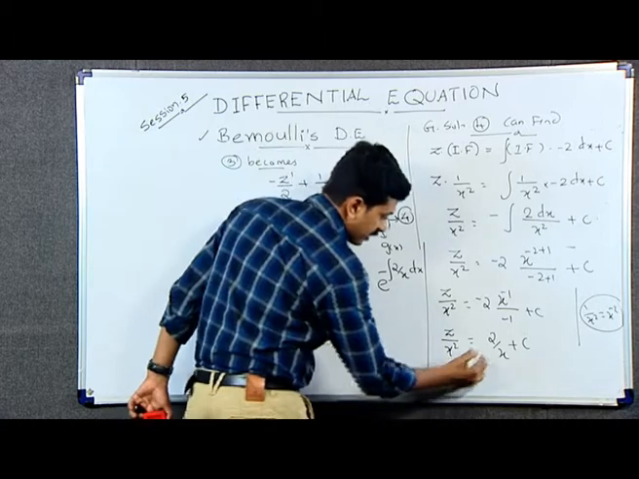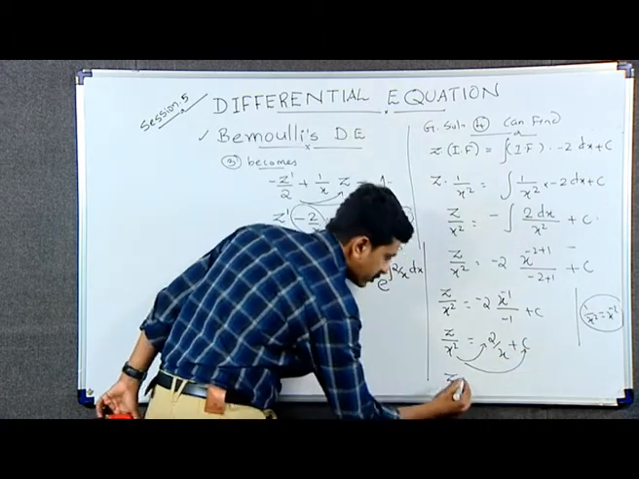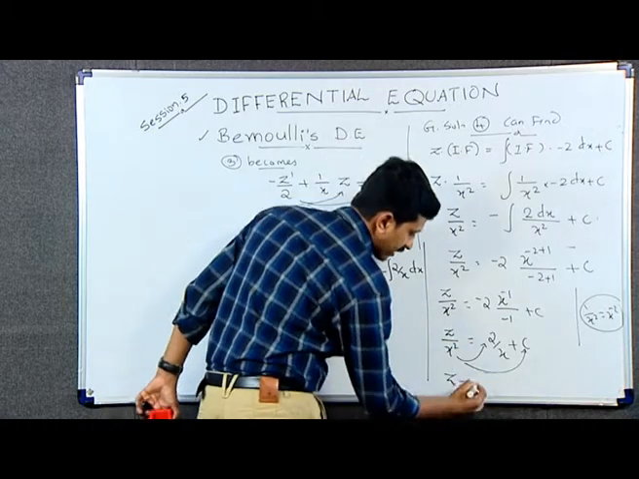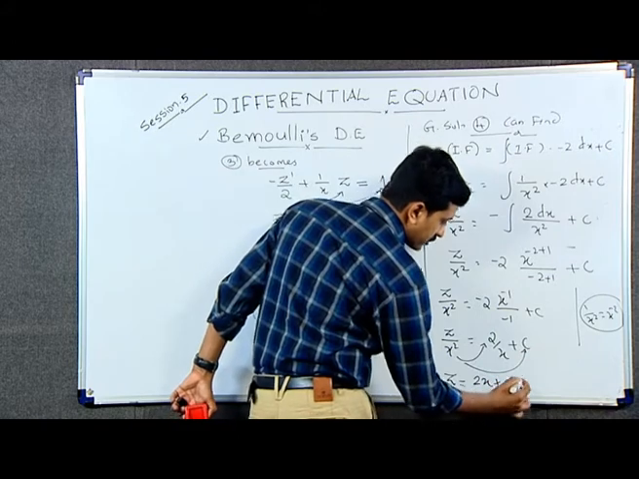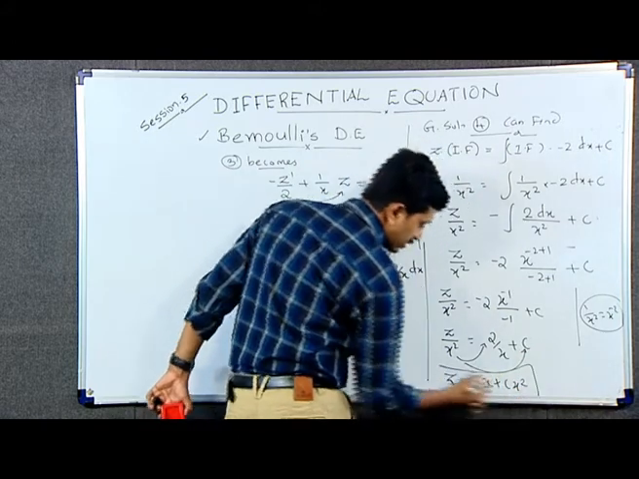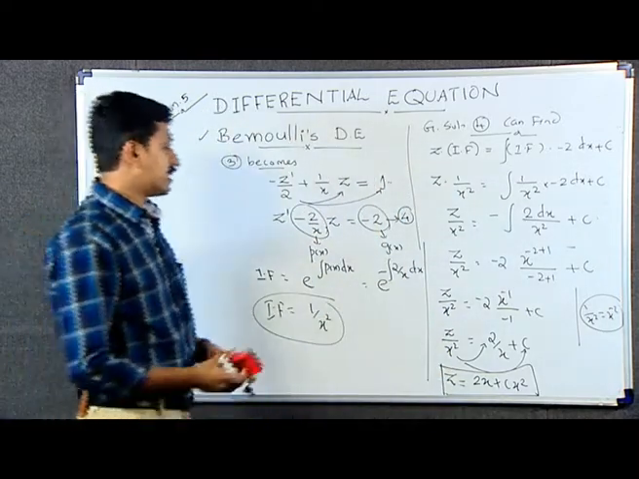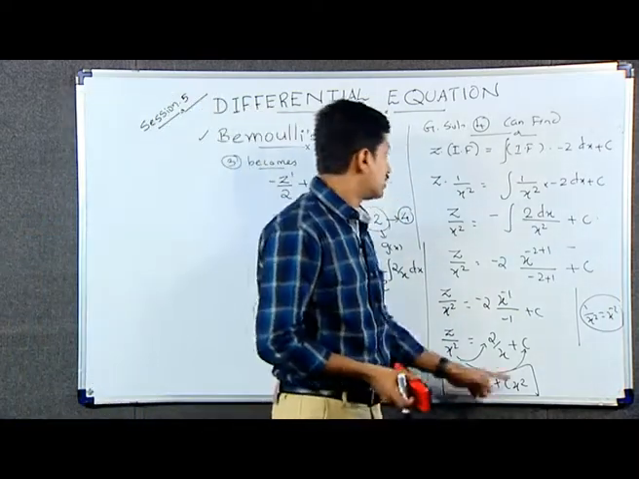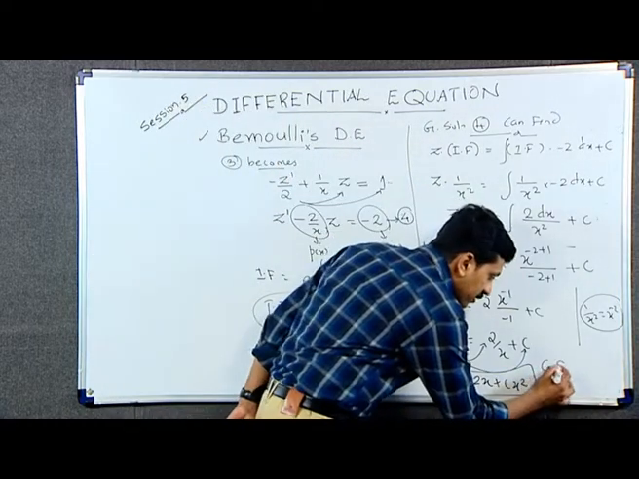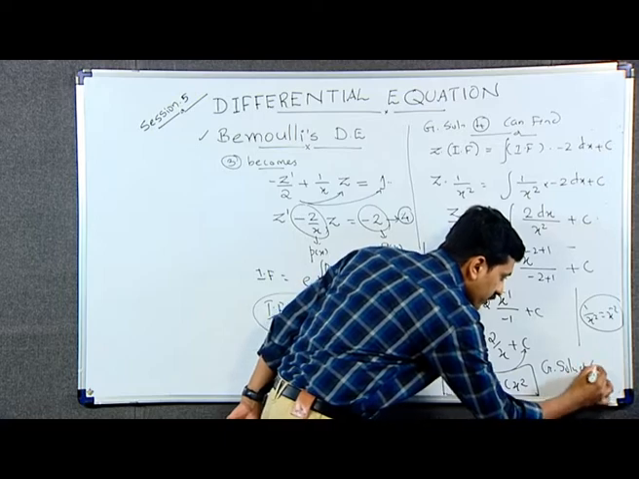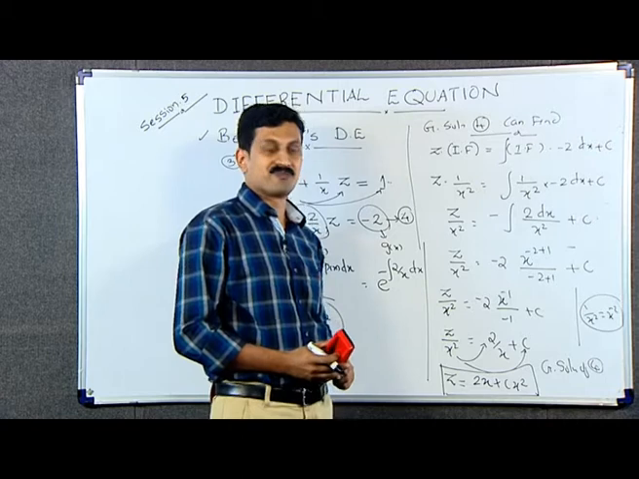Therefore, we can take this x square to the other side. Therefore, z is equal to x square by x, that is 2 x, plus c into x square, that is c x square. So z is equal to 2 x plus c x square, which is the general solution of equation number 4. It is the general solution of equation 4.